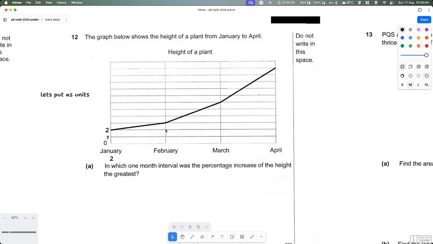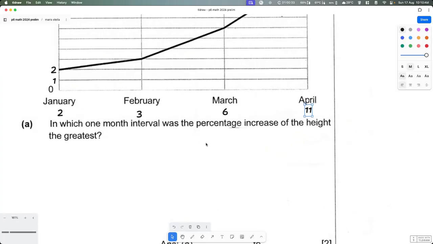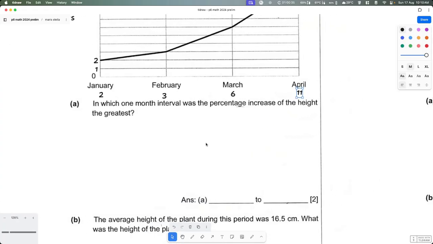February is 1, 2, 3. So this is 3. Then March is 1, 2, 3, 4, 5, 6. So this is 6. And then last one we have April. We have 6, 7, 8, 9, 10, 11. So this is 11. Okay, so in which 1 month interval was the percentage increase of the height the greatest?